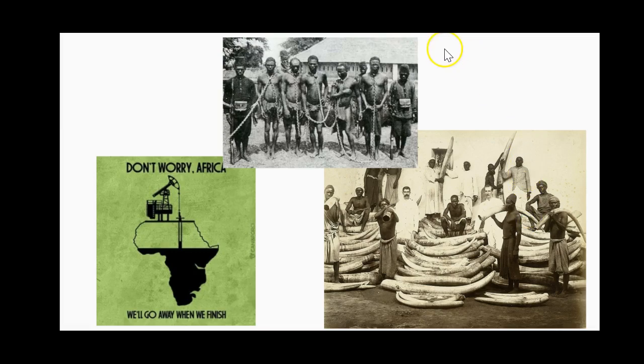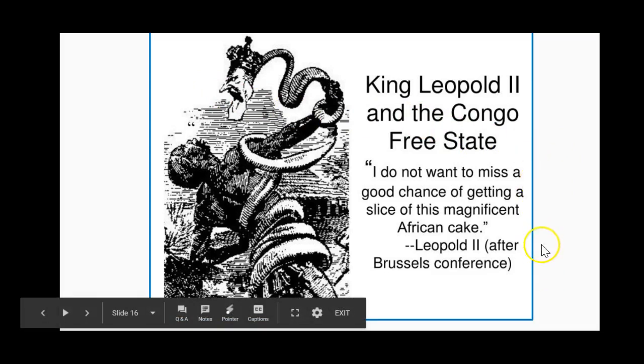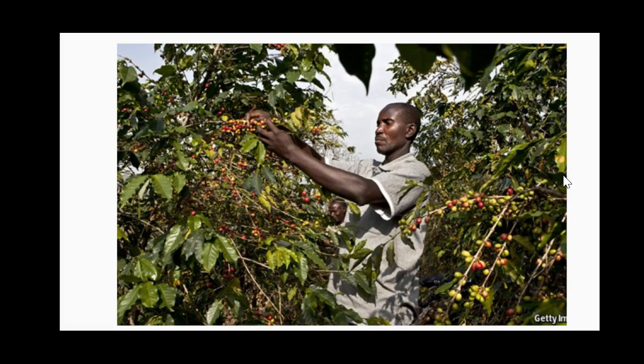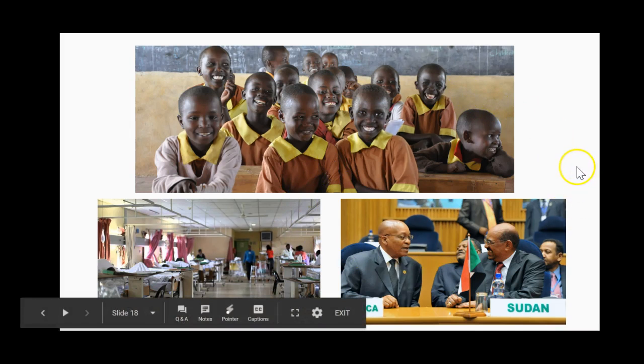Okay, so a few images that show the negative aspects of European imperialism. I thought this was a good quote to display the idea of King Leopold and his atrocities. And some positives. This is a coffee plant for some of you that have never seen what it looks like. It's schools, hospitals, government systems.